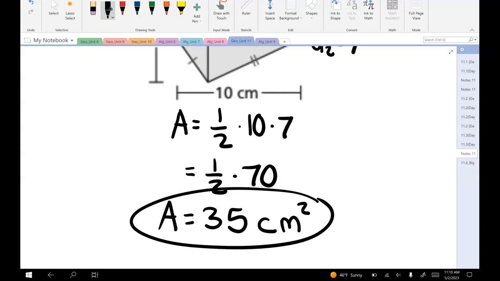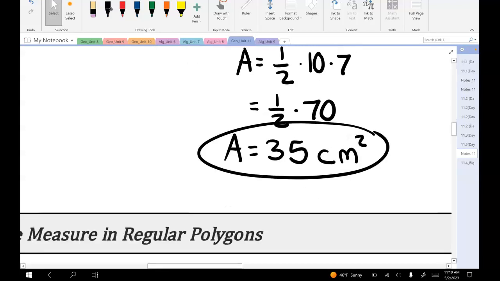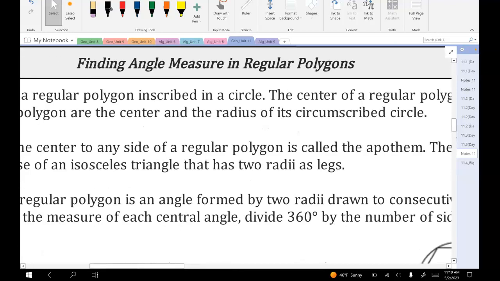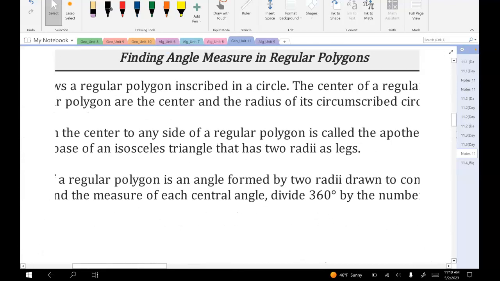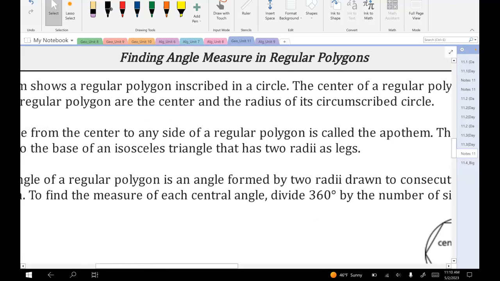There's just a lot of vocab here that we're going to introduce. And again, this is set up for what we're doing later in the week. We're just going to break it up in parts. So we're going to find angle measures in regular polygons, which is then going to help us find the area later on. When we had our unit on polygons, a regular polygon means that all sides are congruent and all the angle measurements are congruent.